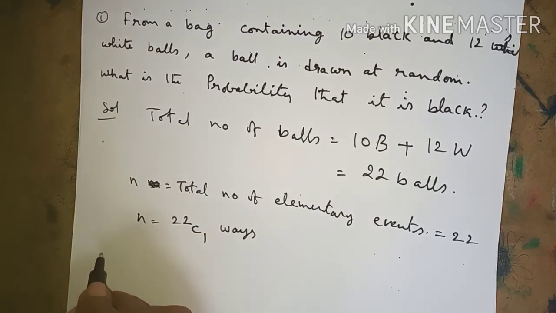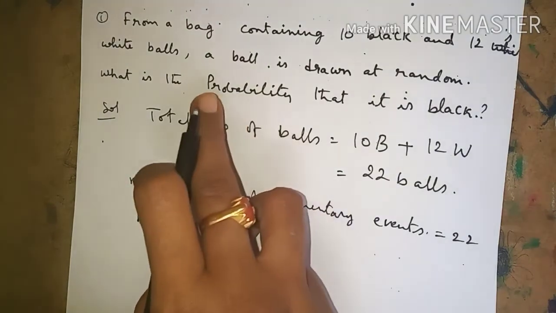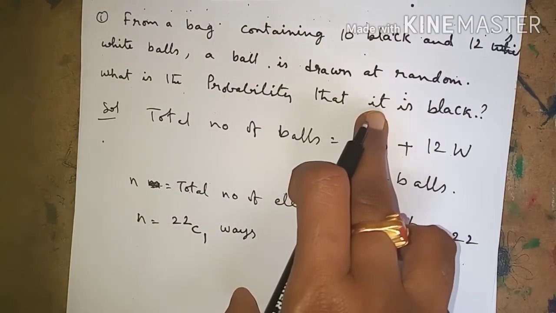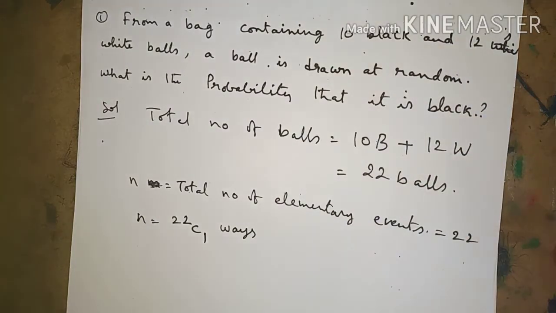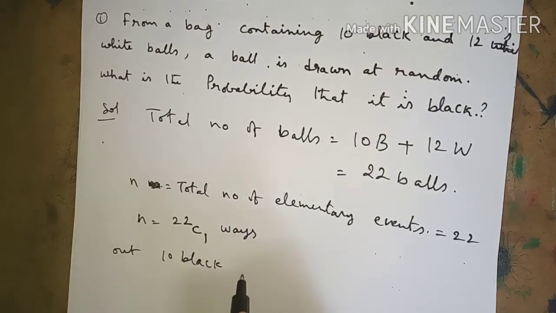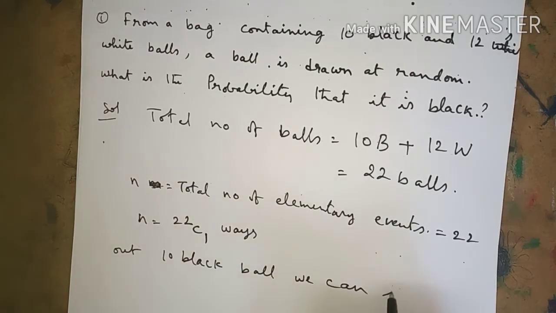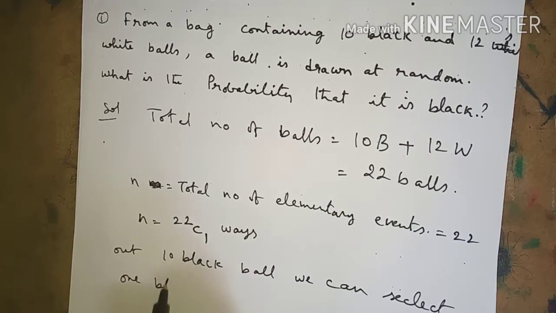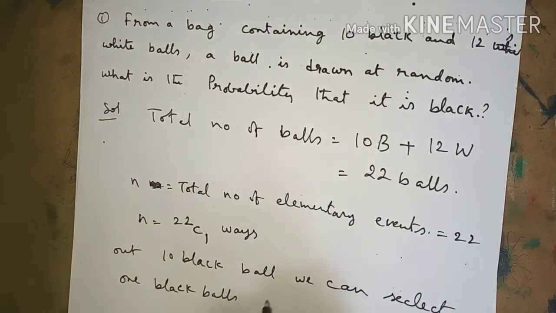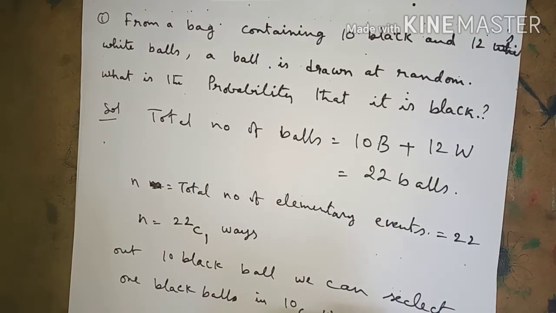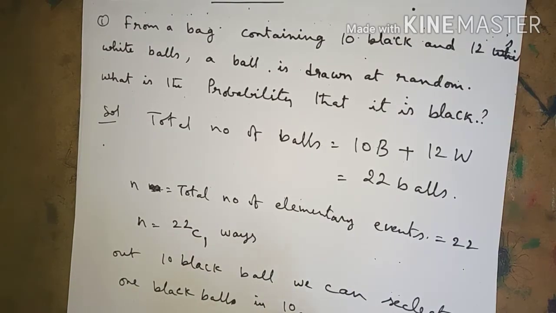Now finding the numerator, the number of favorable cases. What is the probability that the ball is black? Out of 22 balls, if you draw one ball at random, what is the probability that it is black? Total how many black balls are there? Out of 10 black balls, we can select one black ball in 10C1 ways. Therefore, numerator M is equal to 10C1. 10C1 is equal to 10, and 22C1 is equal to 22.